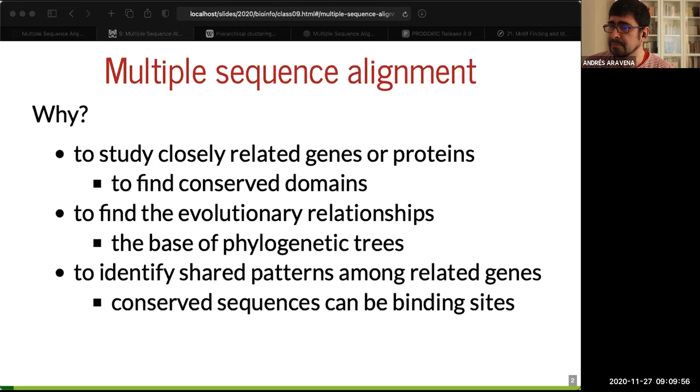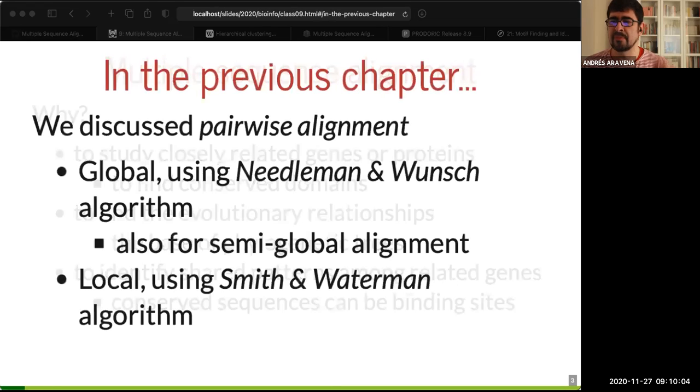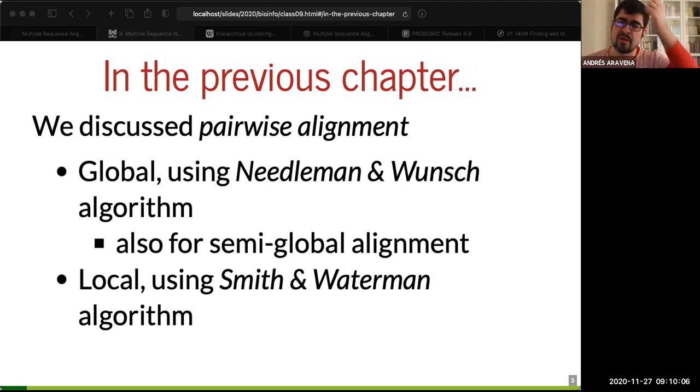What else? So in general, people would like to do multiple alignment, and it's kind of the biologists' dream. Let's take all the sequences and align them. And so far we did something similar: we did pairwise alignment.